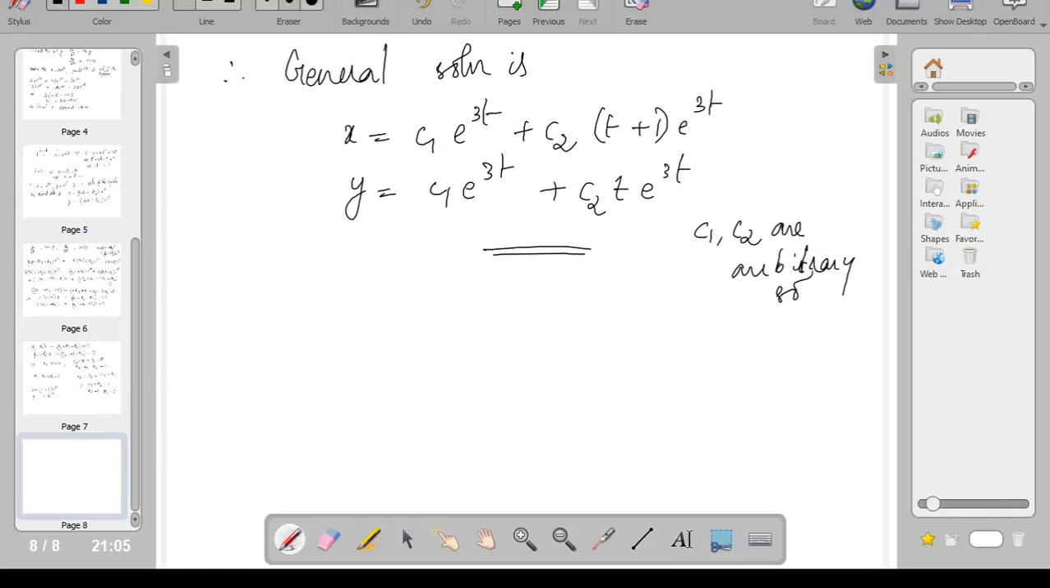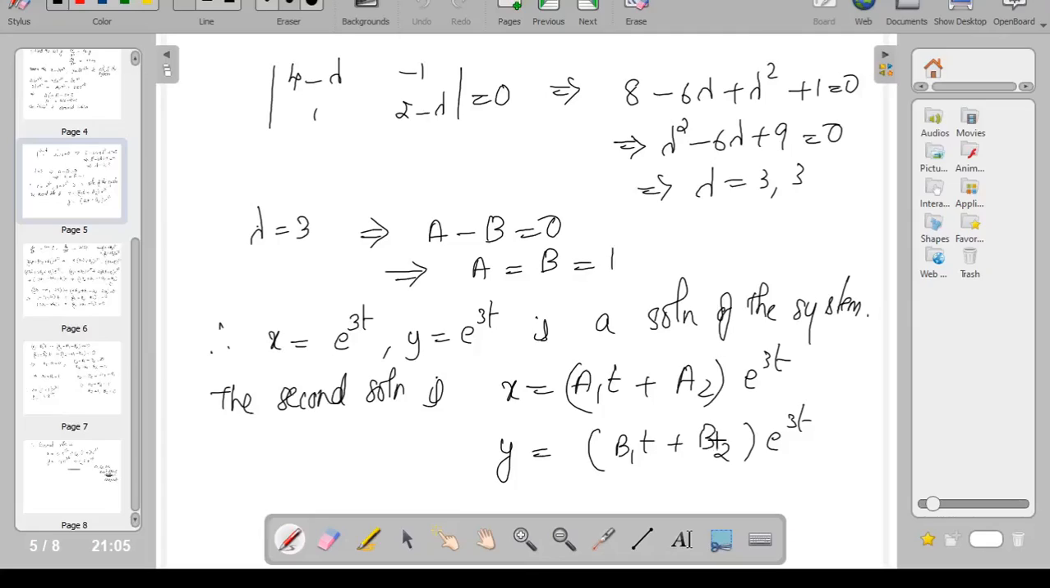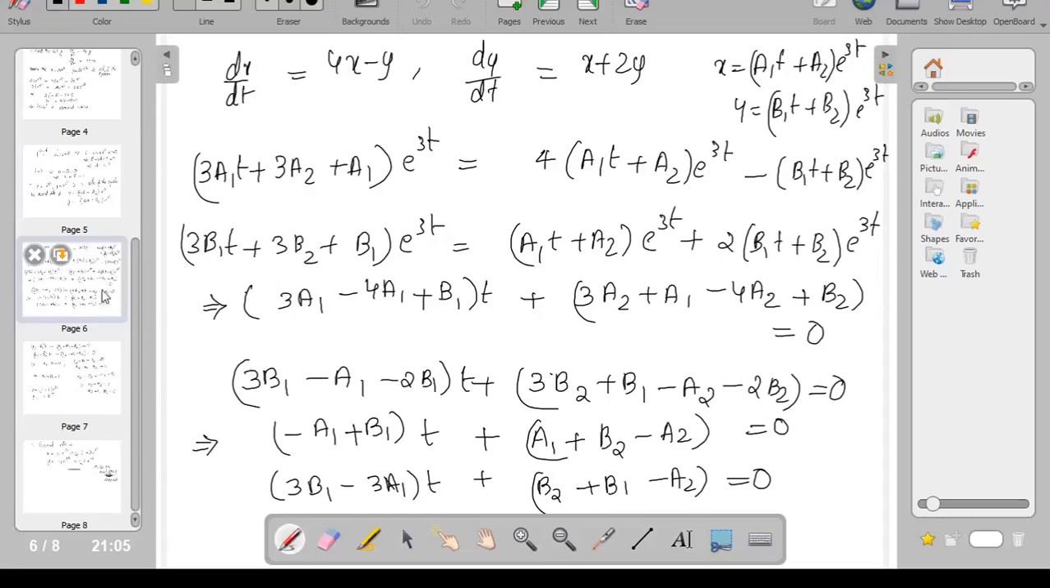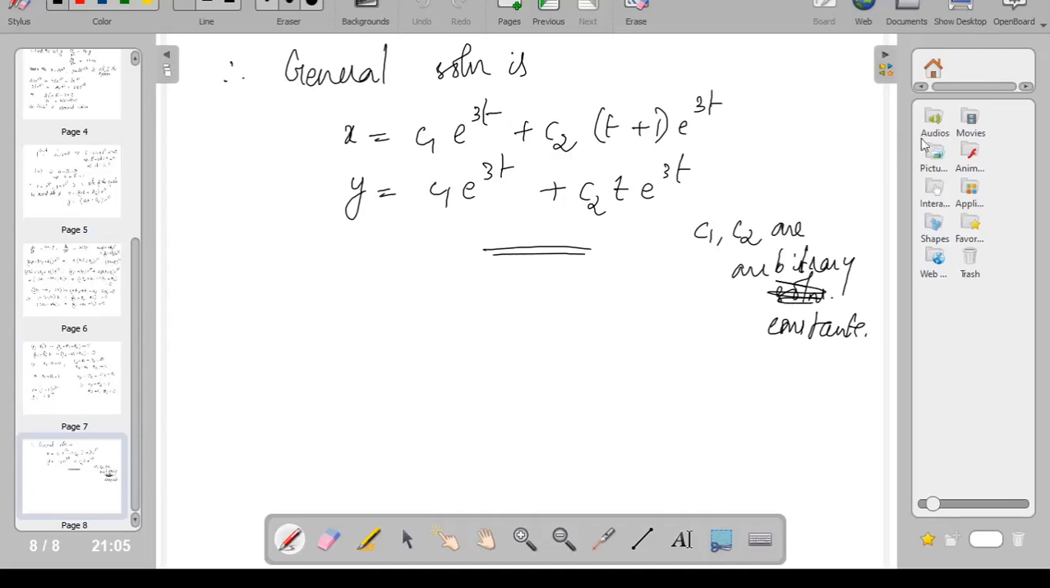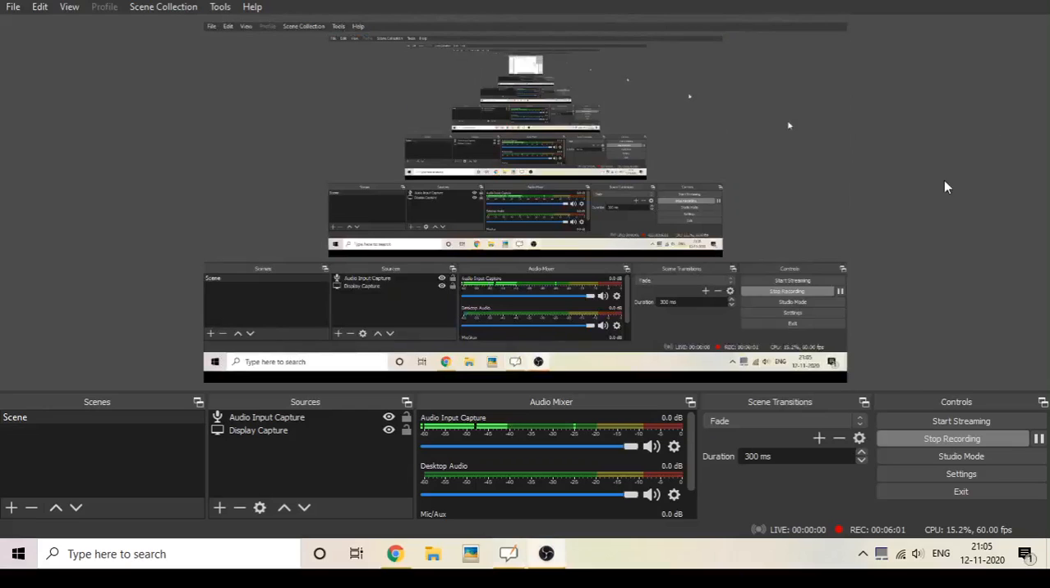So that is the form of solution when you have repeated roots. The second solution will be x equal to a1t plus a2 times e raised to 3t, and y equal to b1t plus b2 times e raised to 3t. Substitute in the other equation and find the values of a1, a2, b1, b2. That will give us the second solution. So with that we will conclude today. We will see a few more problems in the next class.